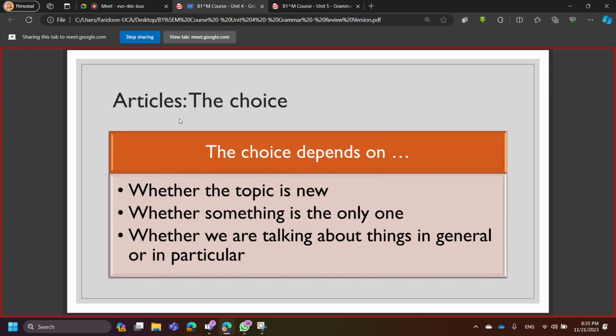Okay, so first, the choice. How do you choose? Okay, so the choice depends on whether the topic is new or not. Like, if the topic is new, we have to choose a specific one. If the topic is old, we have to choose another one, okay? The choice also depends on whether something is the only one. Like, in all the world, or at least in that context, in that area, you have only one of it. So if you have only one of it, people know what you're talking about, you're going to use a specific article. And the choice also depends on whether we are talking about things in general or in particular.